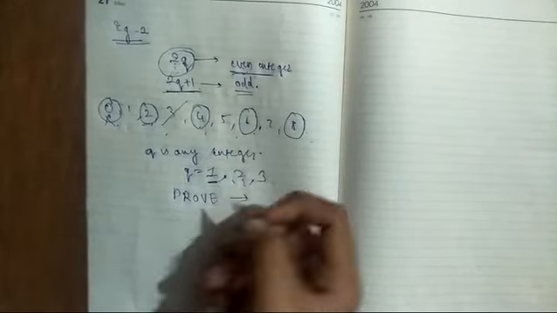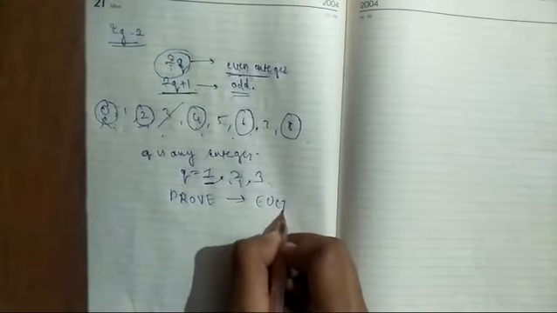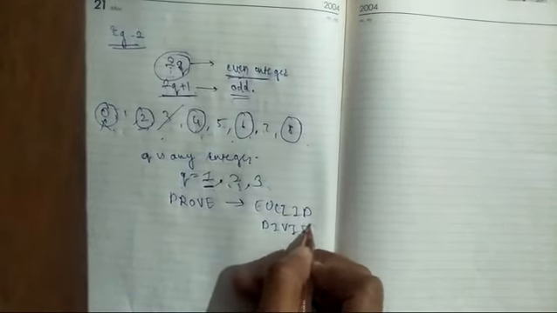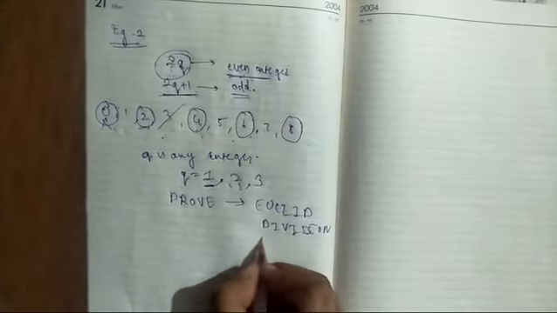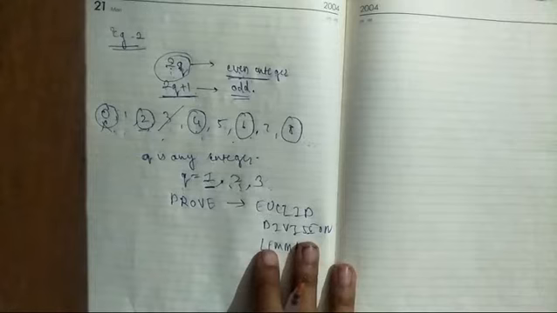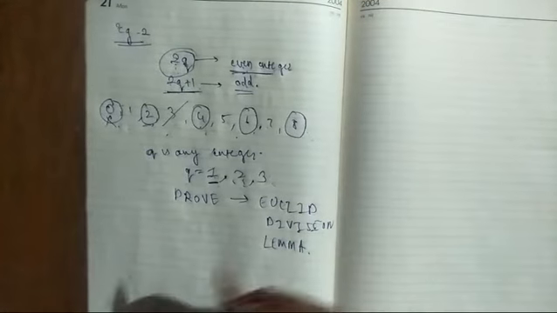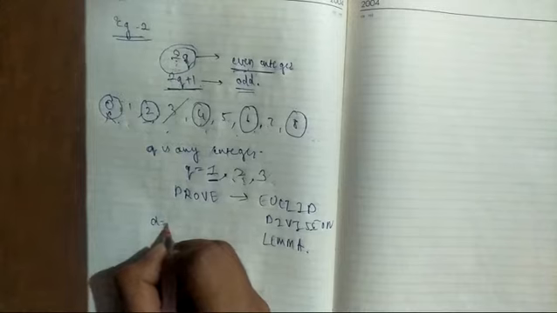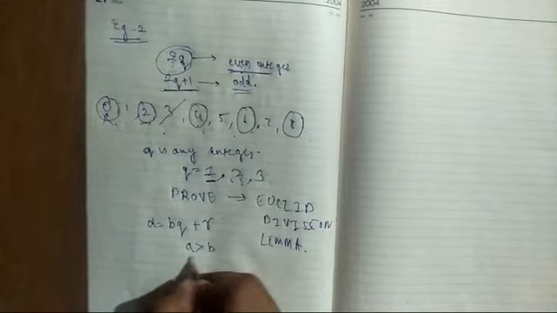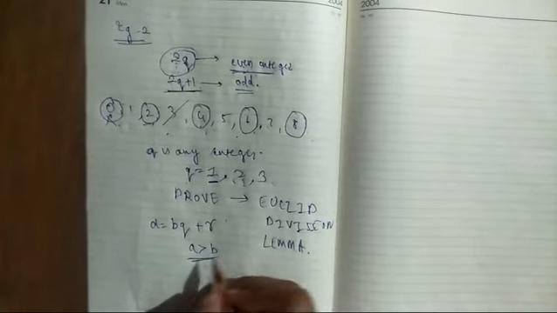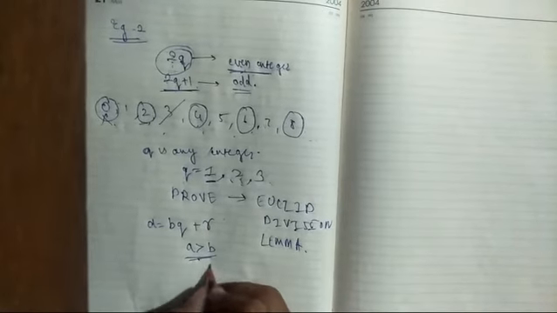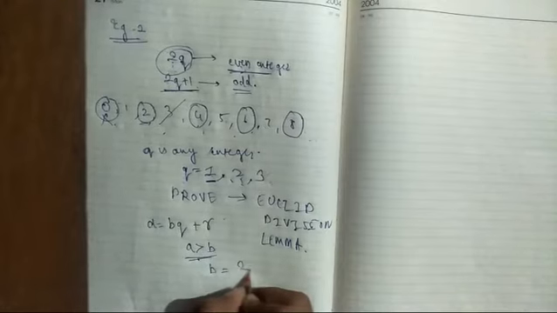And how do we have to prove this? Using Euclid division lemma. Let us first revise what is Euclid division lemma. a is equal to bq plus r, where a is greater than b. And here, first of all, we will put b equal to 2.